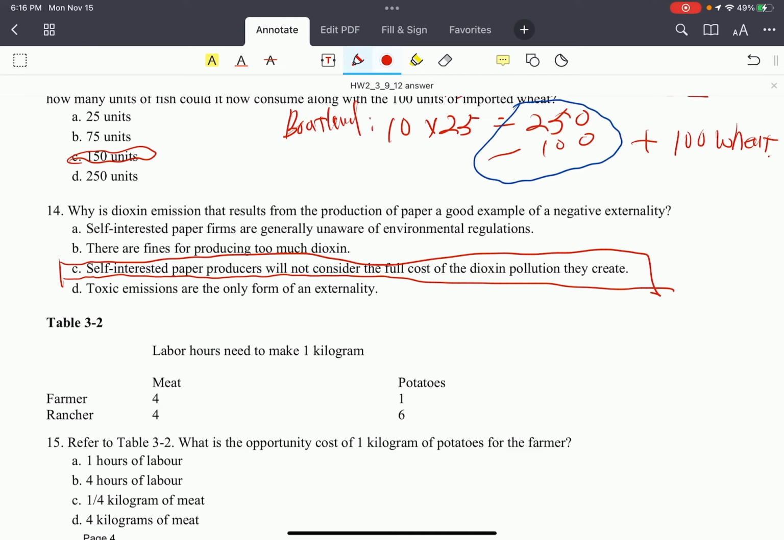So in this case, you can see that this paper producer will pollute, let's say, air or river, and it will affect other people. However, when the producer calculates its production cost, it will not calculate the cost of pollution. So this is a case of negative externality.